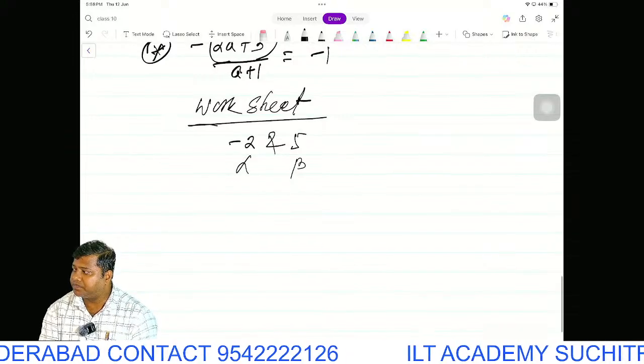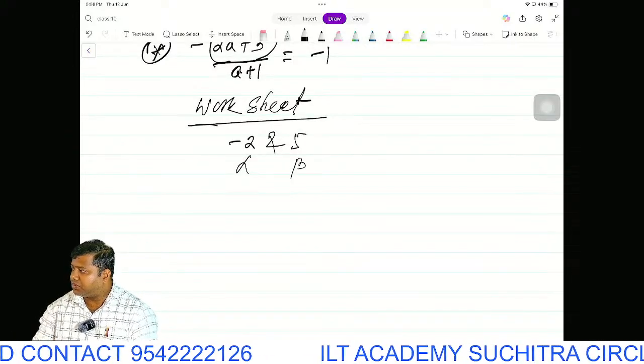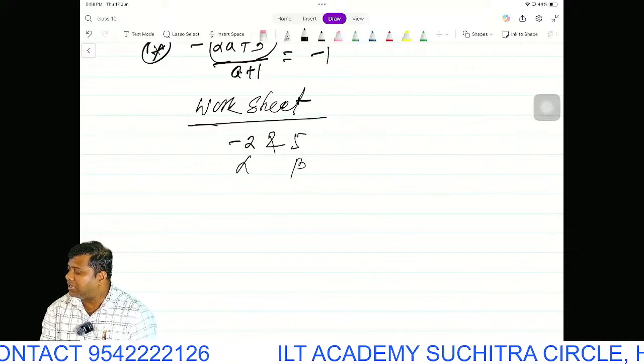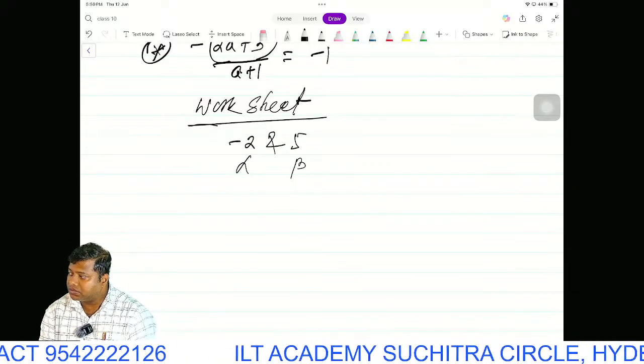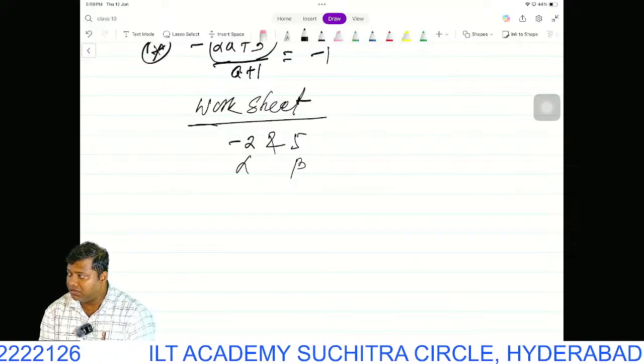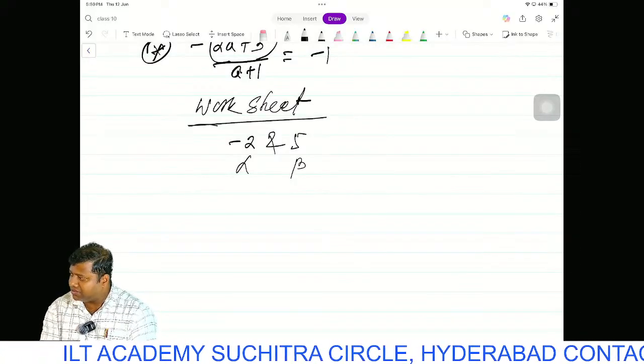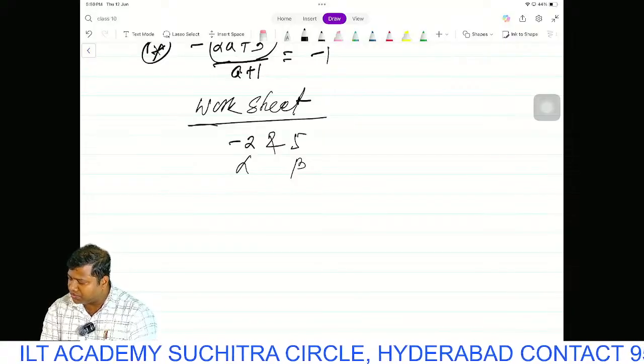X square minus 3x. Now, Razel, now should I send you out? You told that you will not talk. I was actually asking about the worksheet. Really asking about the 5 marks answer. Why we are starting with the MCQs? Please focus on that first.